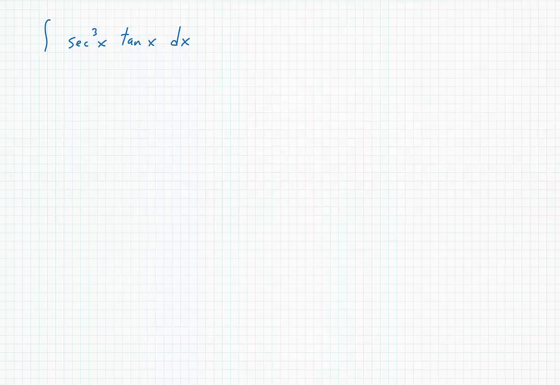Here's another trig example. We have the antiderivative of secant cubed of x times the tangent of x. So we have some choices here in terms of the kinds of substitutions that we can make. We could try to choose tangent, we could try to choose secant, we could try to choose secant squared. There are a variety of different things.